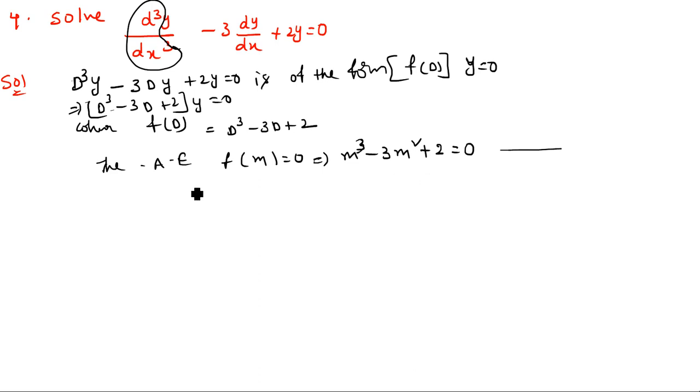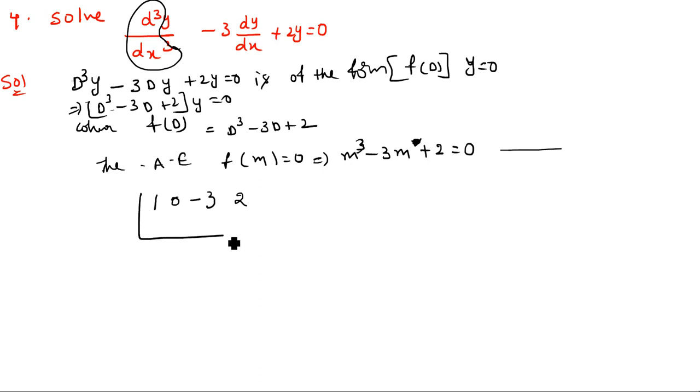We have to take the coefficients. M cube coefficient is 1, m square coefficient is 0, m coefficient is minus 3, and the constant is 2.